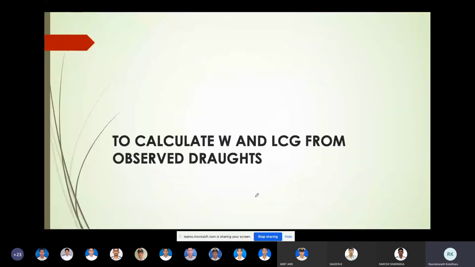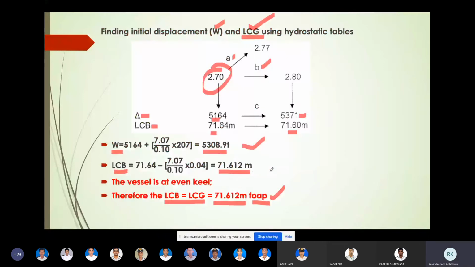Fine. Now, what we have been discussing till now is that the initial condition was given to us. Initial condition means displacement was given to us and LCG was given to us. And we know that if draft was given, it was an even keel draft. But the next new thing we will be seeing is to calculate displacement and LCG from observed drafts. From observed drafts means that in this condition, initial forward and aft draft will be given, not even keel draft like this. Even keel draft we already saw. Now what we'll be seeing is not even keel draft.